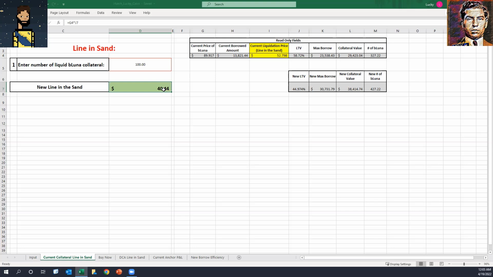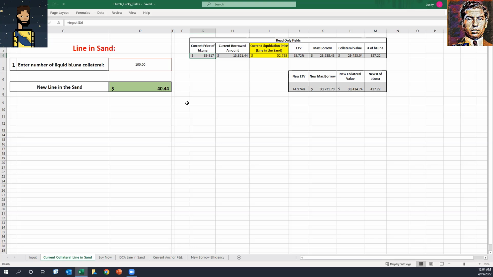Yeah, I agree. And so what's happening also, just so you guys can see, is when you provide that 100, it's recalculating essentially what your Anchor would look like. So it bumps up your bLUNA to 100. It tells you what your new collateral value is, what your new max borrow is, and your new LTV. And just remember, it's all based off of the current price of bLUNA. So this doesn't account for if bLUNA goes down in price by like 40%. It's as if you added it right now.